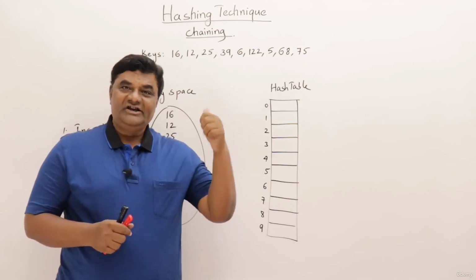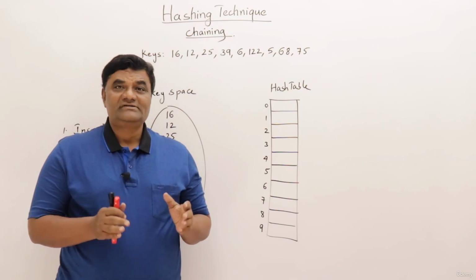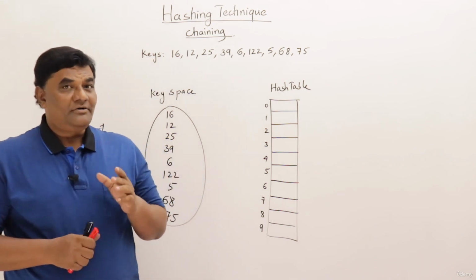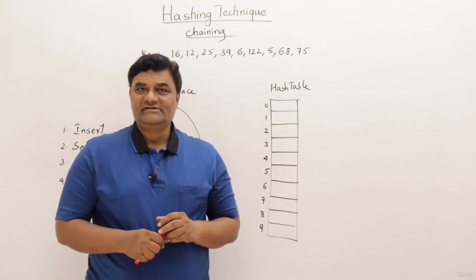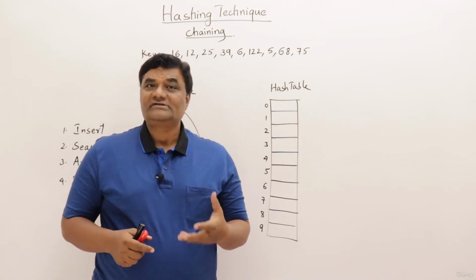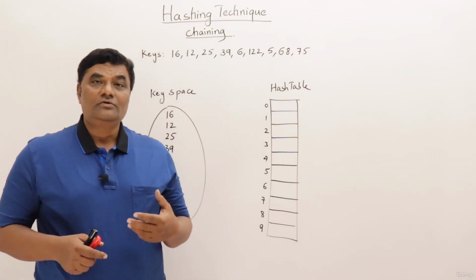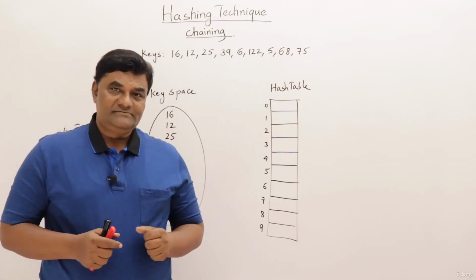Yeah, the topic is chaining. In the previous video, we have seen modulus hash function and the drawback of modulus hash function. That is, more than one key will map to the same location and it causes collision. So let us see how to avoid collision or how to resolve collision.